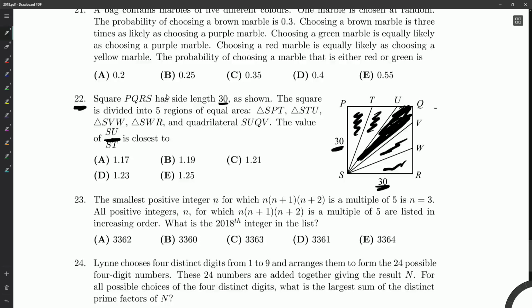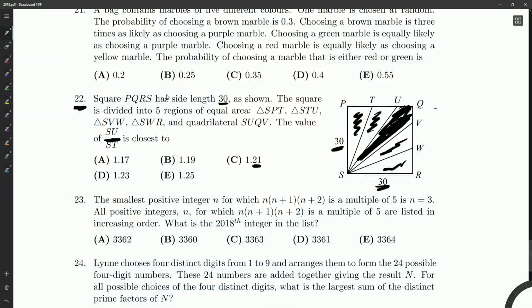As soon as I see "closest to", I reach for my calculator, because I suspect I'm going to have to round something. If we take a look at the possibilities, they are to 2 decimal places. I'm thinking maybe there'll be a square root or something. I'm not sure exactly, but we want SU divided by ST.